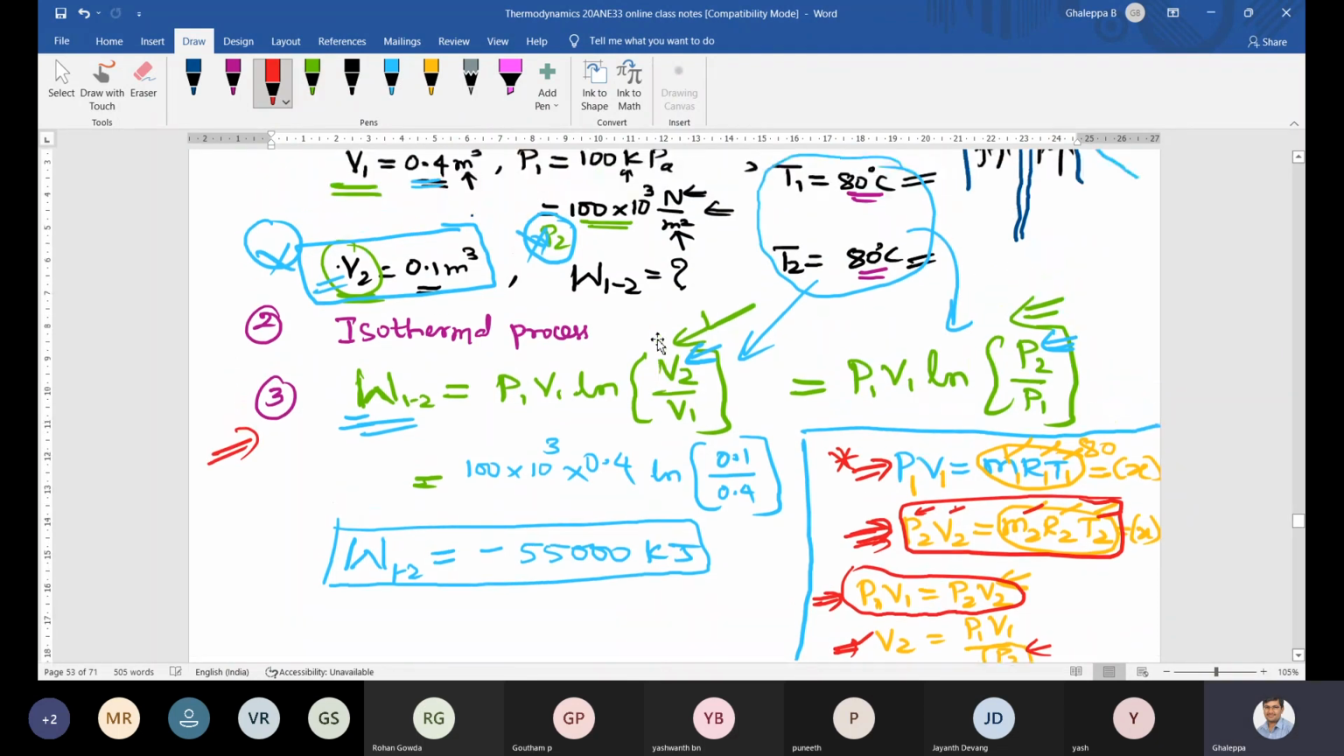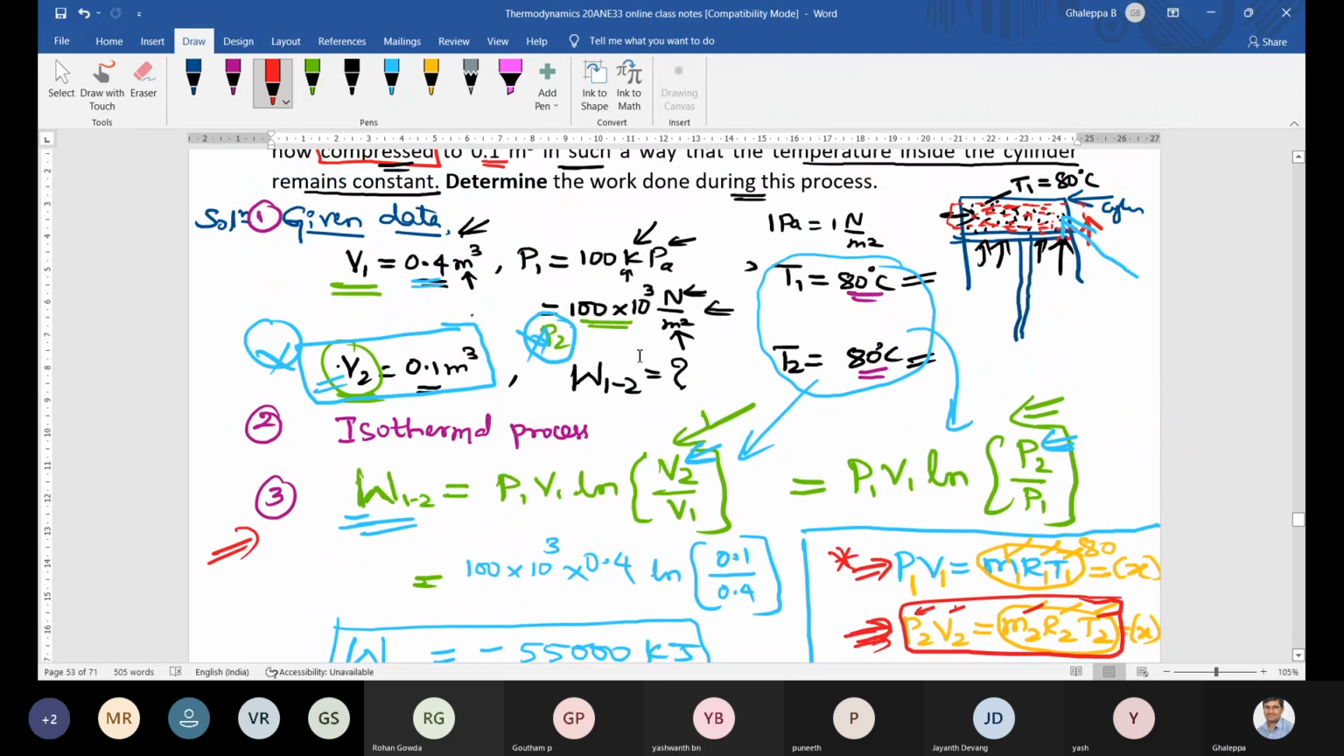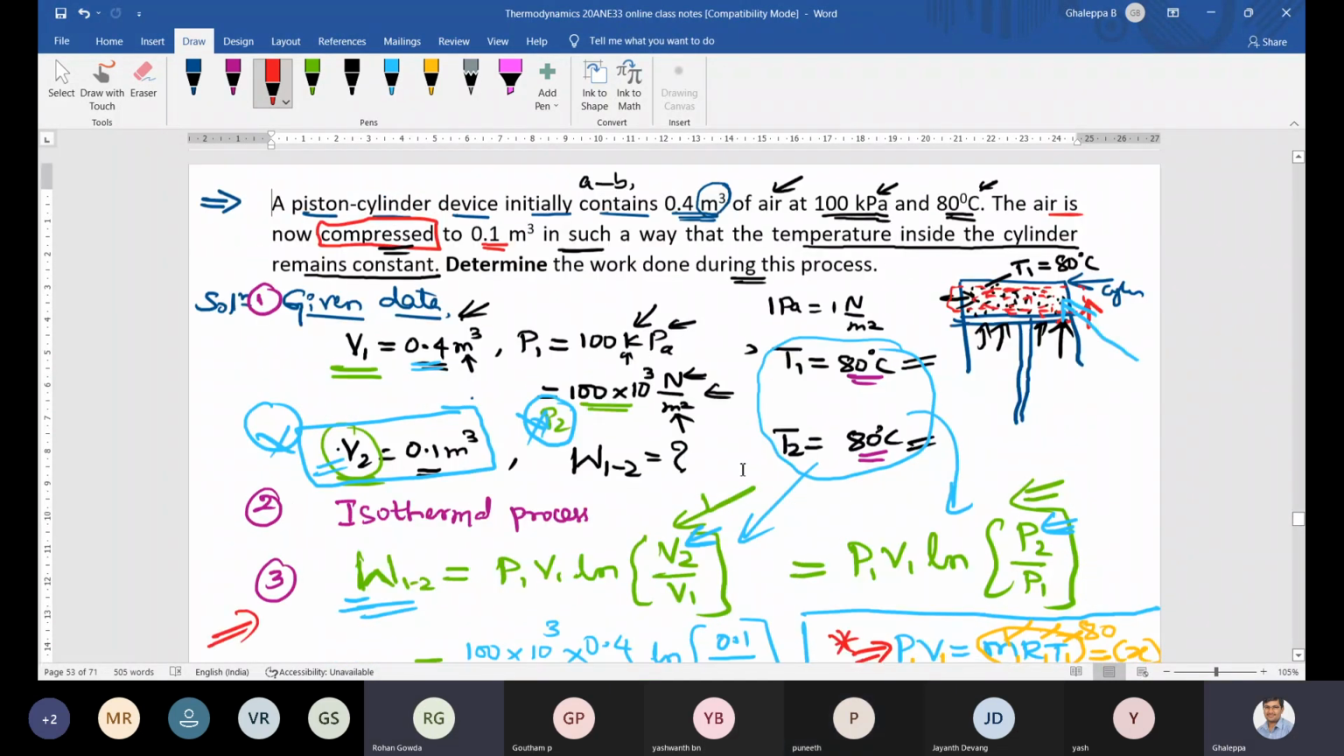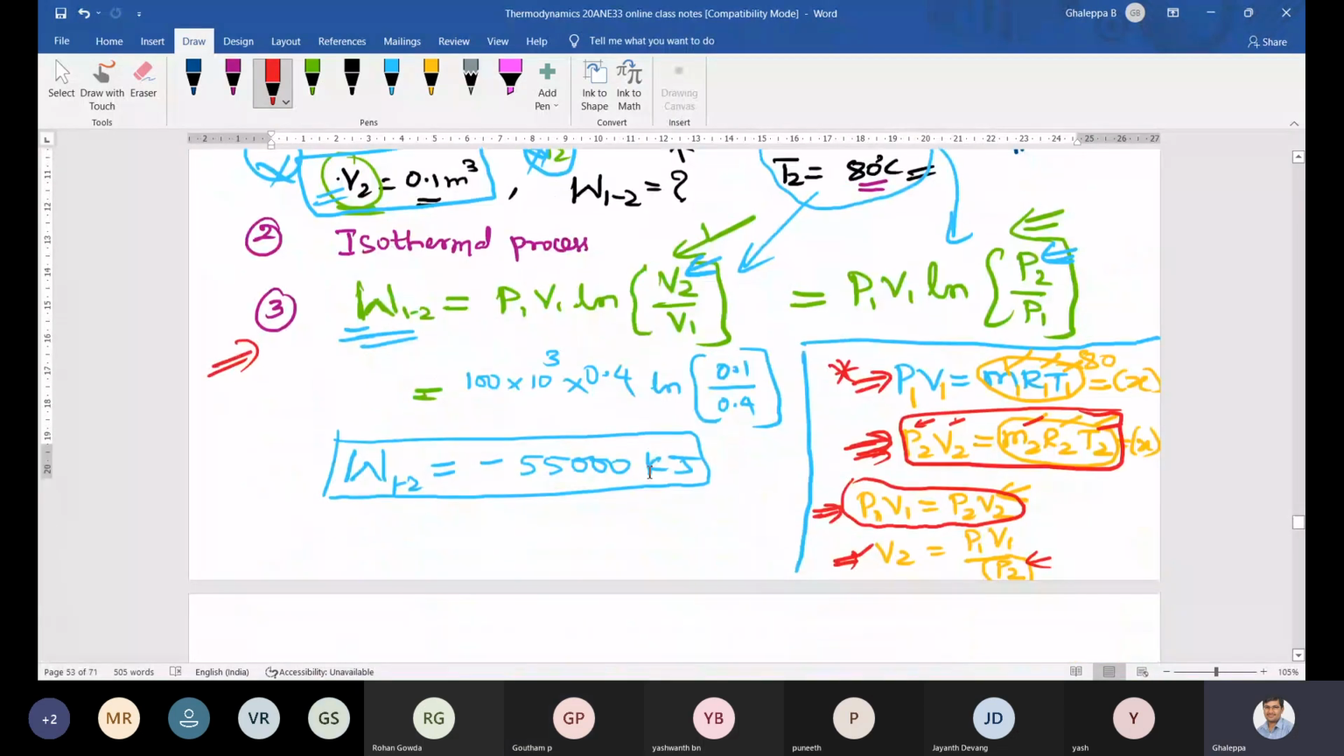Any doubts in this numerical? No, sir. How many processes are there here in the given numerical? Two processes? Only one process or two processes? Only one process. Okay, we will go to the next.